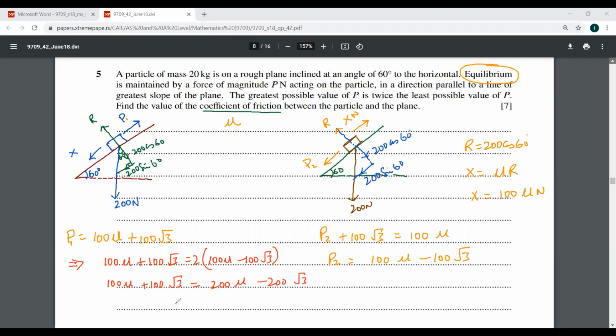So we have 100 mu equal to 300 under root 3. So your mu is going to be under root 3. That is the mu, okay? He was saying find the value of the coefficient of friction between the particle and the plane. You must have some question, some problem here.